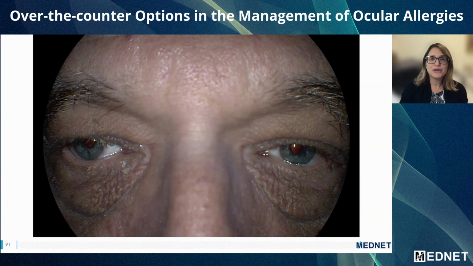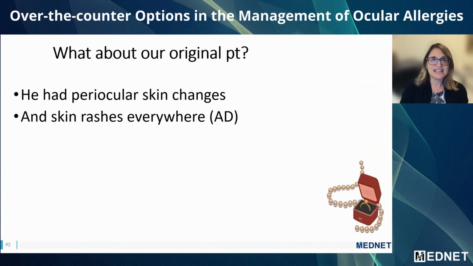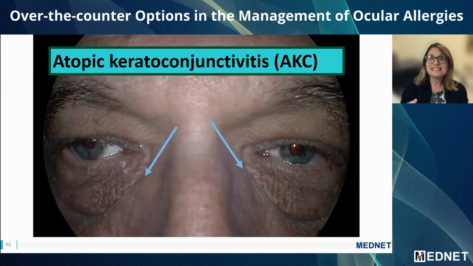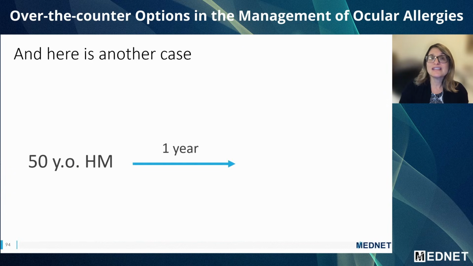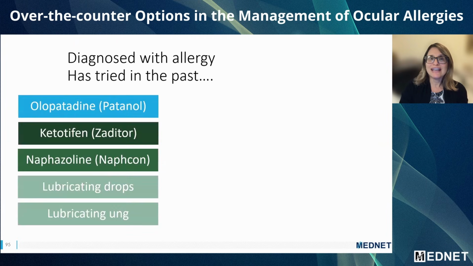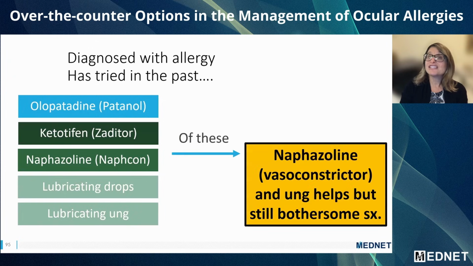Hopefully you remember him. He was the one who has these funny skin changes. I showed you that he has skin rashes everywhere and has been diagnosed with atopic dermatitis. So in this case, this helps us narrow down the differential and identify his allergy type as atopic keratoconjunctivitis. And here's another case of one of my AKC patients. He's someone who has had symptoms for a year, itchiness, irritation, and he has tried a combination of antihistamine, mast cell stabilizers, along with lubricating drops, everything we just talked about for SAC and PAC, and none of these are really helping.